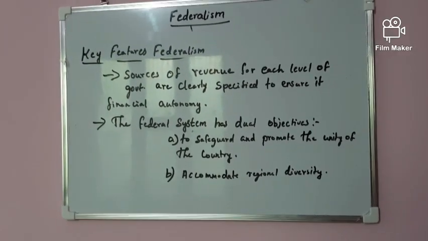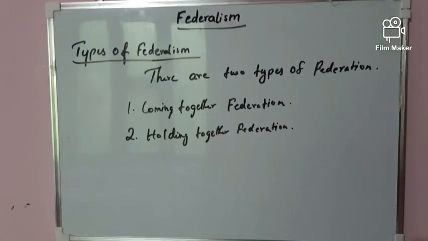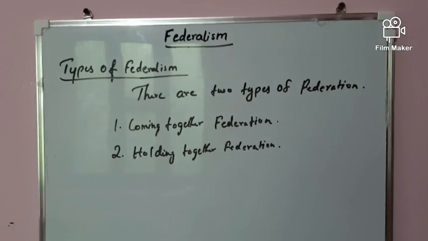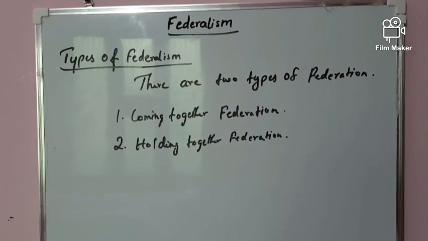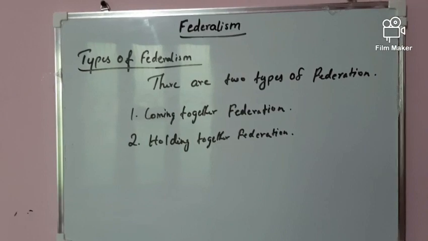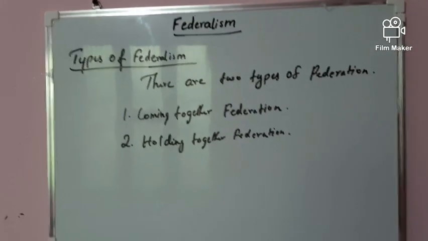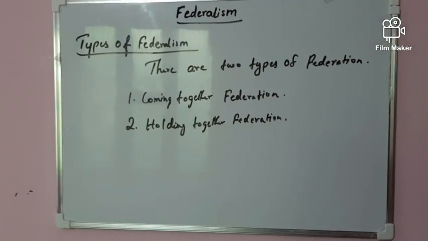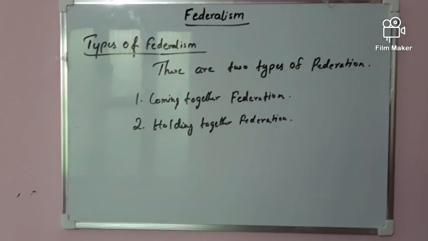Now we move on towards the types of federalism. So there are two types of federation. One is coming together federation and another one is holding together federation. So once again I repeat, what are the two types of federalism? Coming together federation and holding together federation.